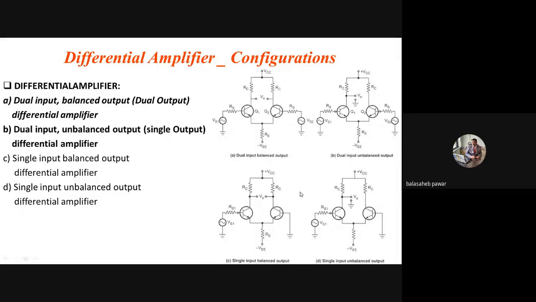And the last one is single input and unbalanced output. That means single input and single-ended output. You will observe again that VS2 is replaced by ground, no second input, only one input is there, that is VS1, and output is taken out from the collector of the first transistor with respect to ground. That's why it is known as a single-ended output, or unbalanced output. Got it now about the various configurations of differential amplifier? Is it okay?